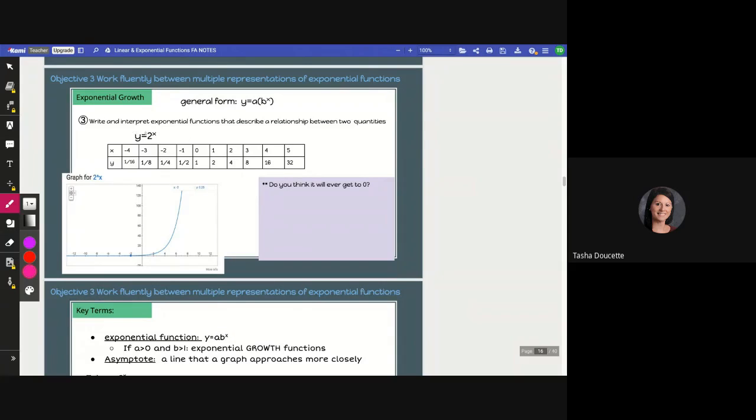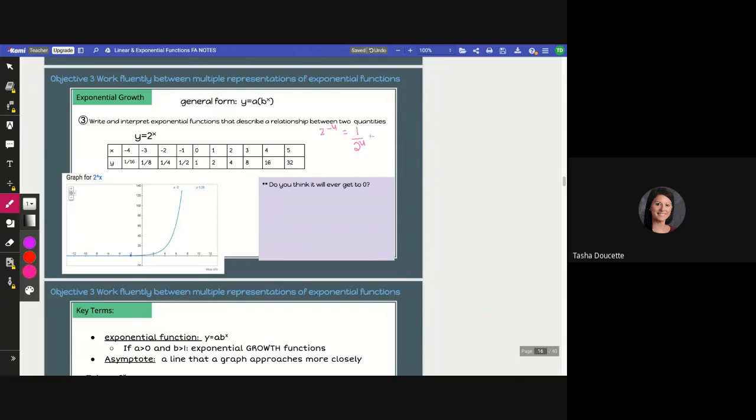All right. Write and interpret the exponential functions that describe a relationship between two quantities. We have our parent function here. And as you notice, there are more x values here. So I plug in more negative values just so we can see a little bit more of the graph. And if you remember your exponential rules, when you have a negative exponent like we do here, 2 to the negative 4th, that goes under 1. So 1 over 2 to the 4th.